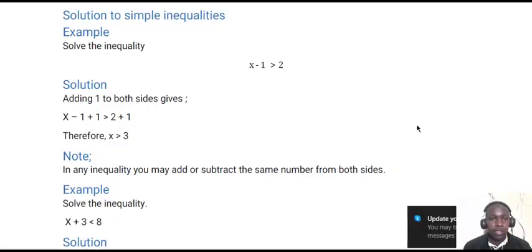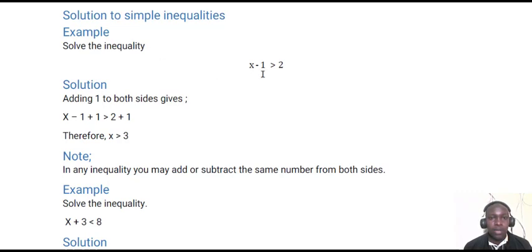to simple inequalities. So let us look at examples on how to solve simple inequalities. When you're solving inequalities, we solve them the way we solve other algebraic equations. We normally treat these inequality signs as equal signs. It's only that now they have inequality signs of greater than, less than, or equal to. So let's go to the first example.